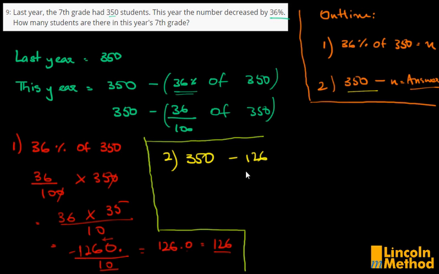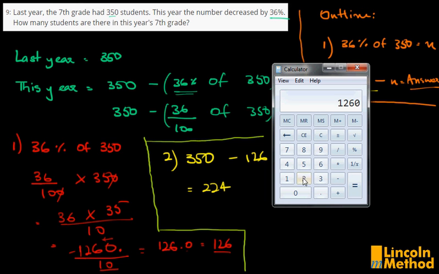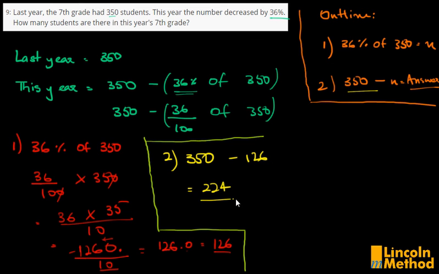So 350 minus 126. If we take out 100 from 300, we're left with 200, and if we subtract 26 from 50, we're left with 24. So the answer is 224. But let me confirm. 350 minus 126 equals 224. That's correct. How many students are there in this year's 7th grade? There are 224 students in this year's 7th grade.